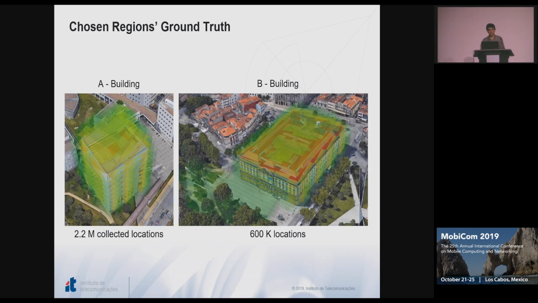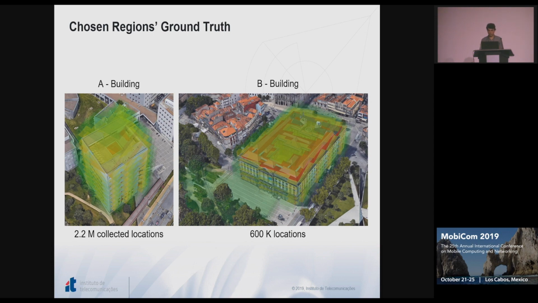The regions chosen are very distinct between them. The first 2 are isolated buildings with very distinct data sets. The first one is in the center of the most dense region of points in our city, which has more than 2 million data points collected around. The second one is also an isolated building, but with a much smaller data set size.